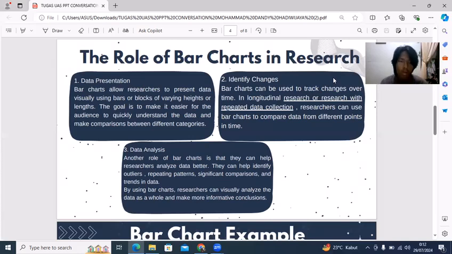Another role of bar charts is that they can help researchers analyze data better. They can help identify outliers, repeating patterns, significant comparisons, and trends in data. By using bar charts, researchers can visually analyze the data as a whole and make more informed conclusions.